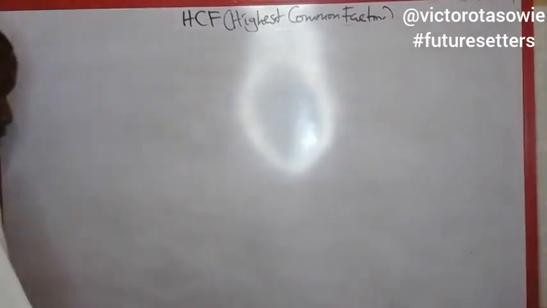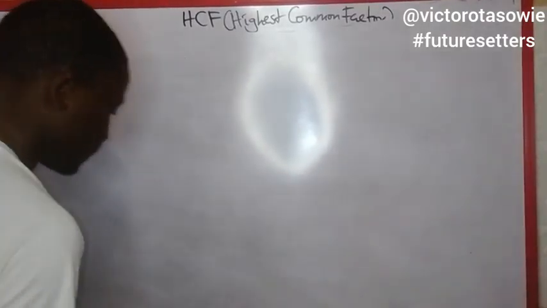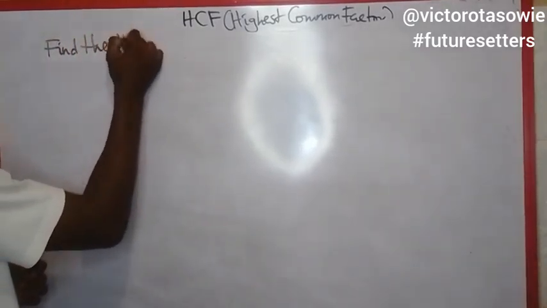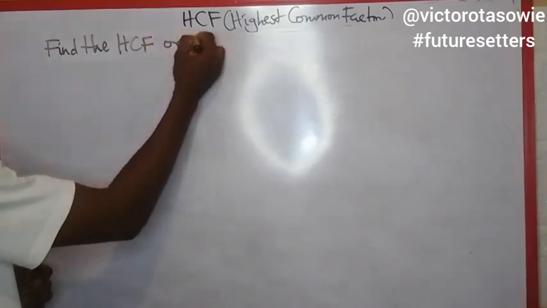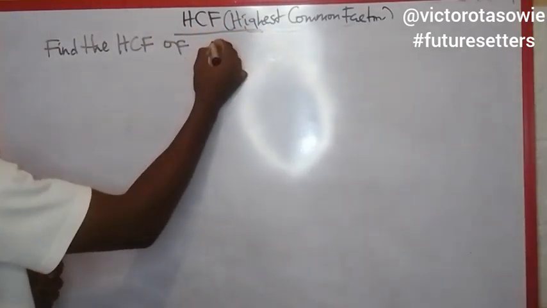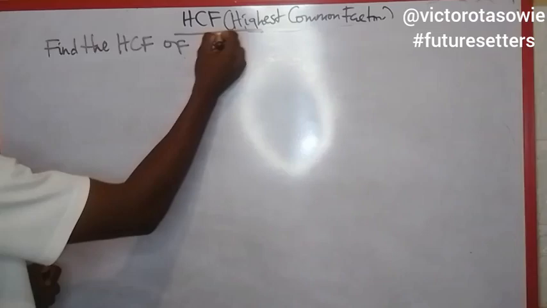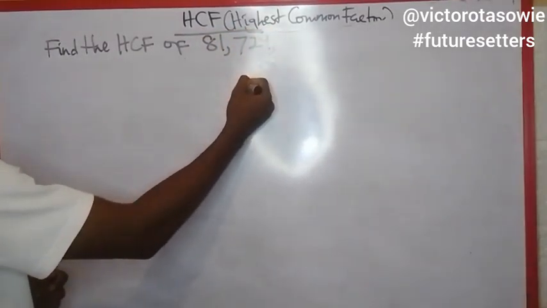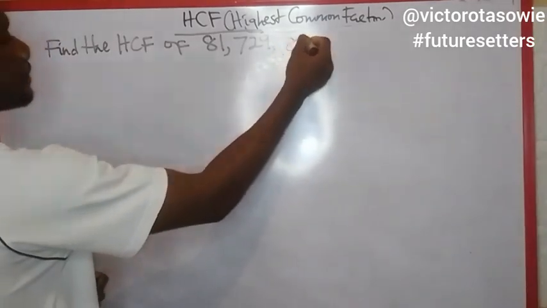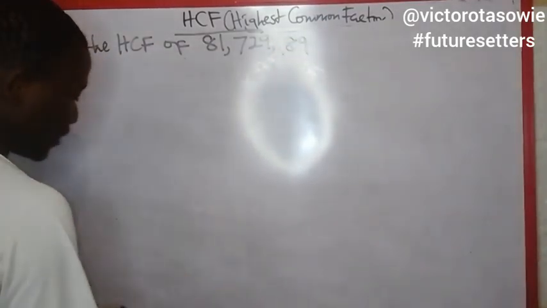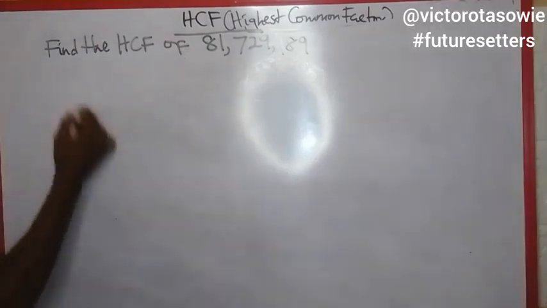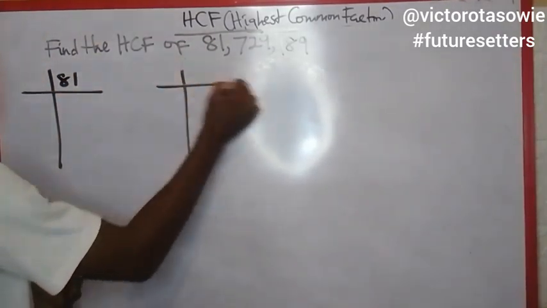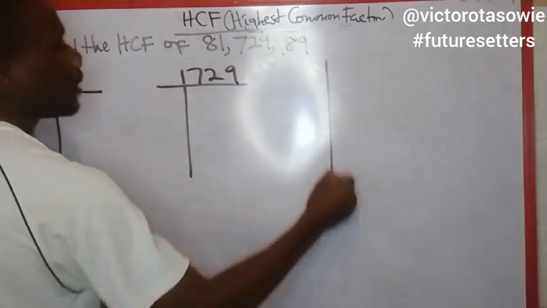Then we have another question which I'm going to write on the board now. Find the HCF of 81, 729, and 189 using the index method. So using the index method, we'll write 81 out. We'll write 729 out. I'll write 189 out.